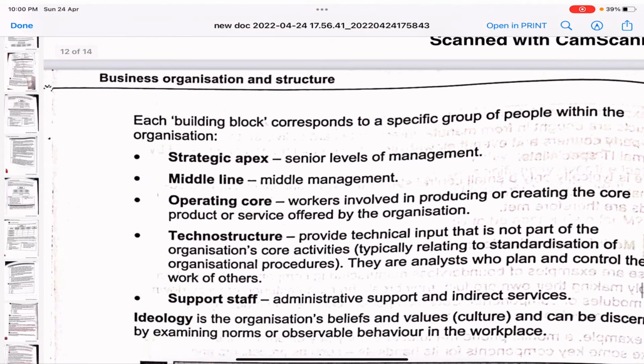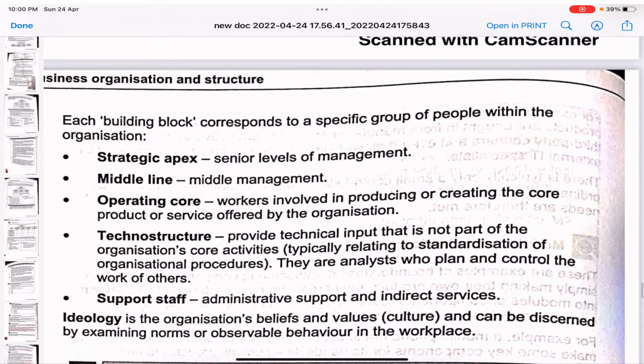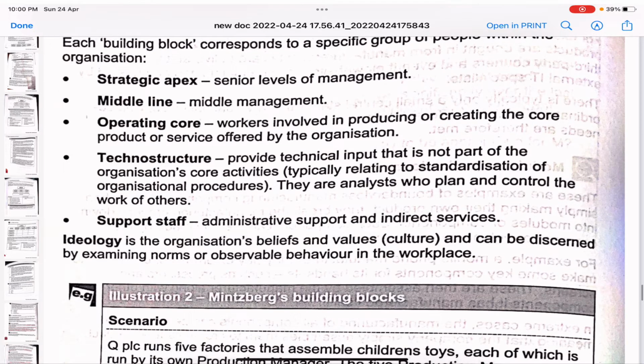Moving on. Each building block corresponds to a specific group of people within the organization. Strategic apex, we just did that. Senior level or the top level, senior level of management. Middle line, which is middle management. Operating core, which is the worker who is involved in producing or creating the core product or service offered by the organization. So I just told you earlier that these are the workers who are involved in the production of the product.